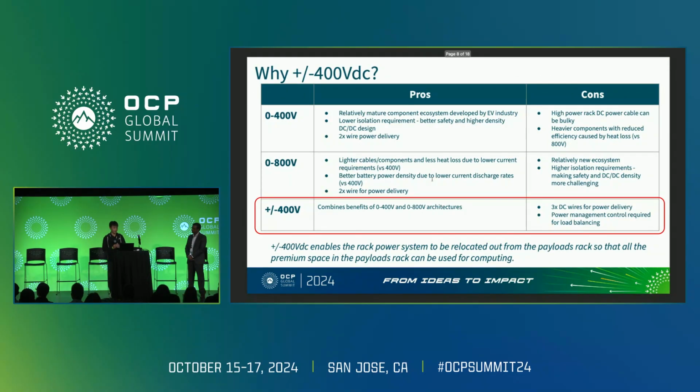Why plus minus 400 volts, right? It's very similar to how we made the last transition. Why 48 volts? It's because we had a pretty mature telecom ecosystem. Of course, the voltage is different, it's minus 48. Actually, we started from minus 48, and later on we converted it to positive 48 volts for a good reason.